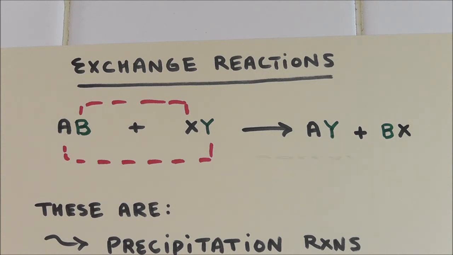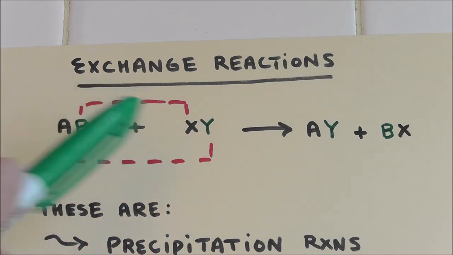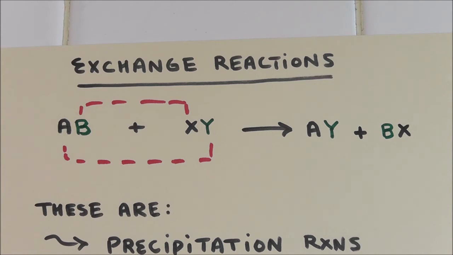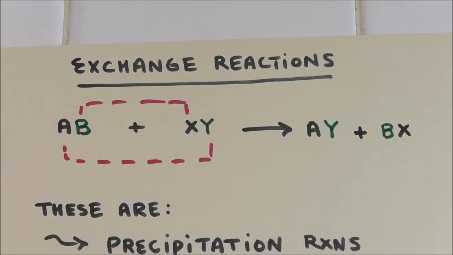So, you've got cation 1 with anion 1, and for some reason those cations and anions rearrange themselves, and in this case we're going to talk about how, according to the solubility rules, they make a precipitate. And so that's the driving force of the reactions we'll talk about today.